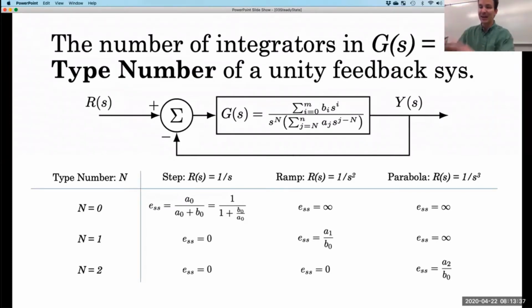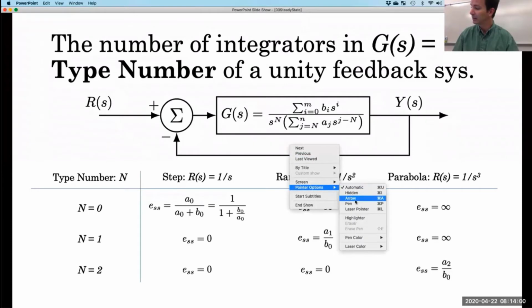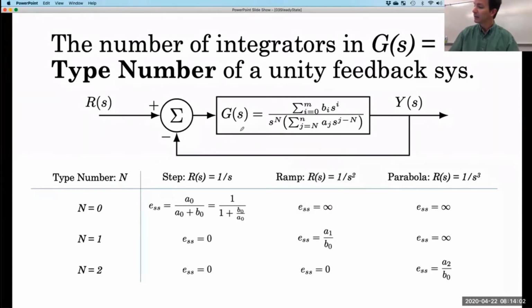So in this case, in this subcase of a subcase, we have this term called system type number. So the type number, and it's a very non-descriptive name, but I swear that's the official name. The type number of a system is the number of integrators in that forward path. So let me see if I can get the pen here. Yeah. So this number n and that number of integrators, that's the same.